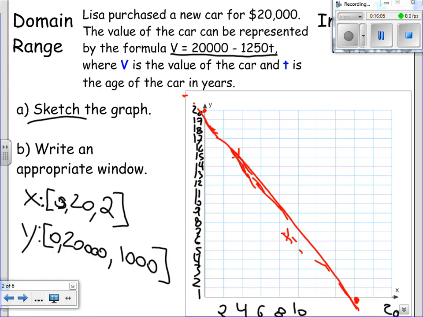So in this question, your Y-intercept told you what the car was worth when you first bought it. Your X-intercept tells you what it's worth. Does it tell you what it's worth in 16 years, or does it tell you how long it'll take to become worthless?